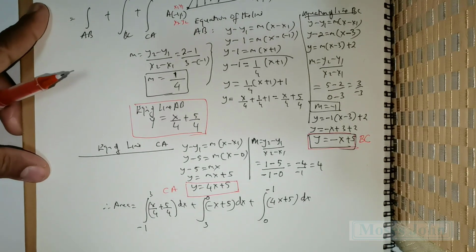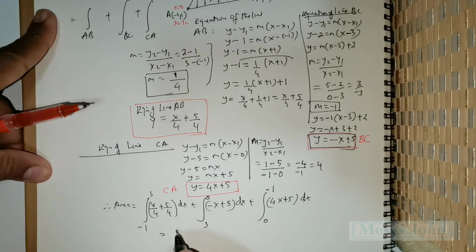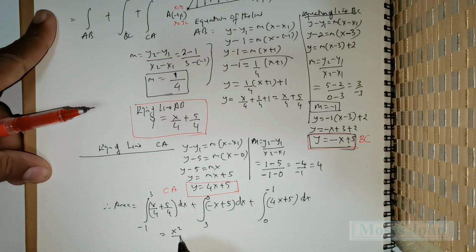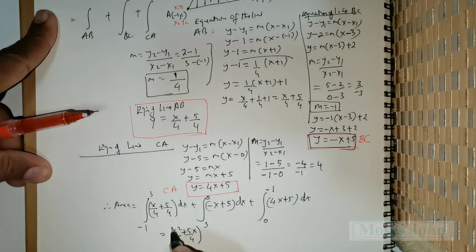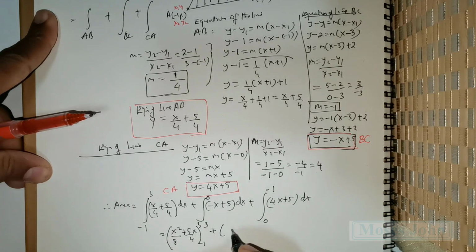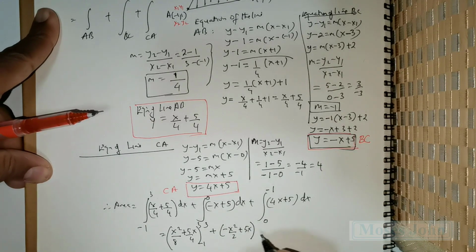So if we were to integrate, this is going to be x squared divided by 8, plus 5 over 4 times x, the limits are negative 1 to 3, plus this is negative x squared divided by 2, plus 5x, limits are 3 to 0, plus this is 4x squared divided by 2, plus 5 times x, the limits are 0 to negative 1.